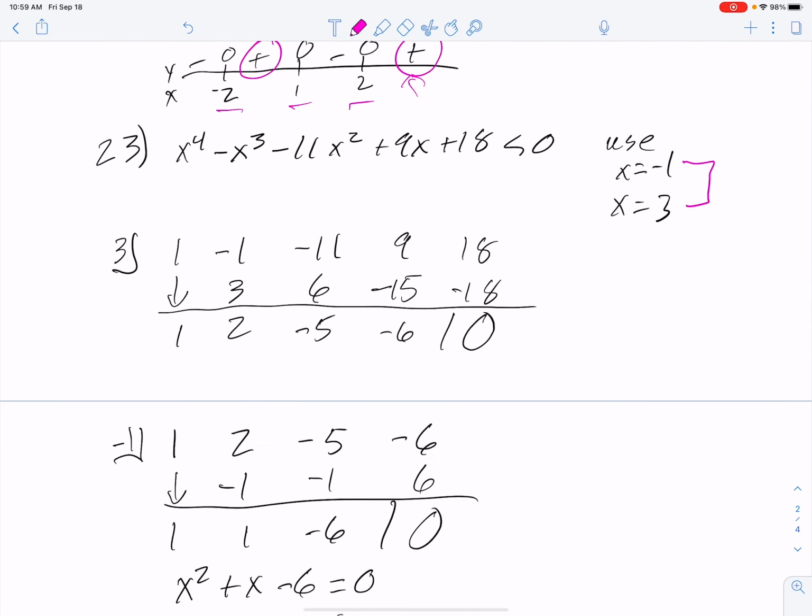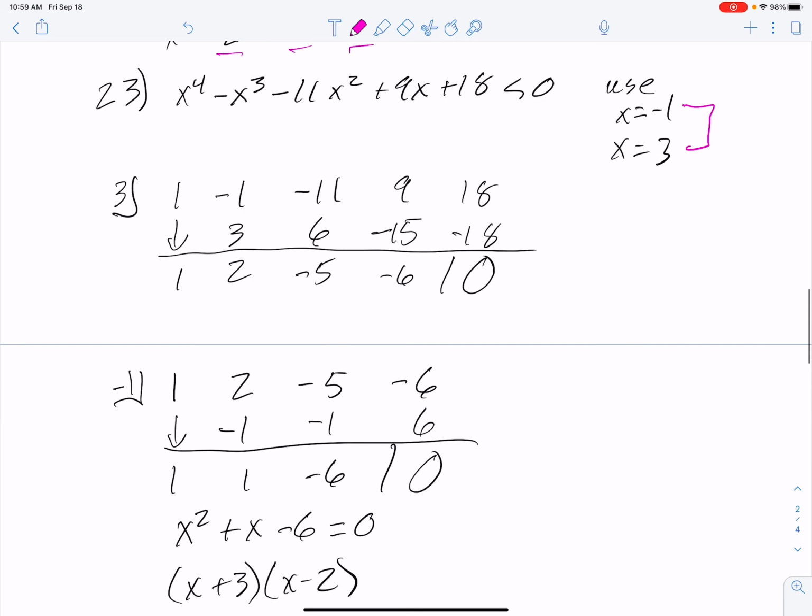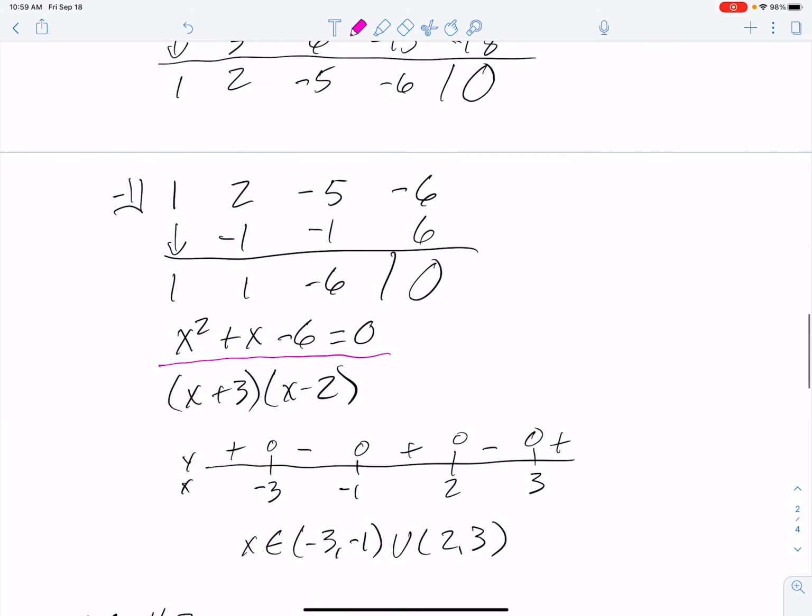23, I gave you a couple zeros so you could start your synthetic division. By the time we finish our synthetic division, we end up with x squared plus x minus 6, which I know factors. And I start setting up my sign pattern. Change the sign of x plus 3. Don't forget the negative 1 that I gave you. Change the sign for 2. And don't forget the positive 3 that I gave you.